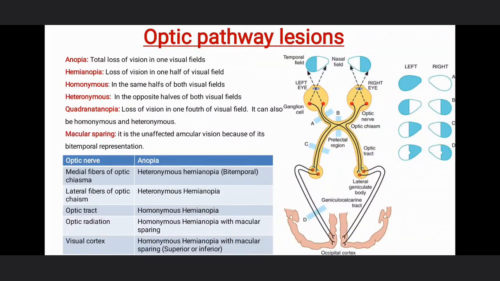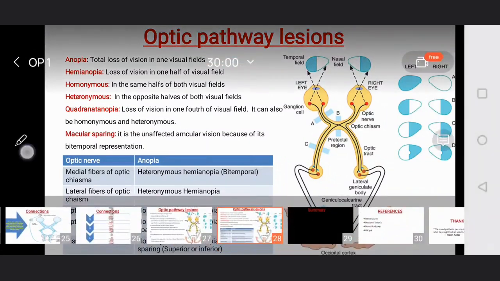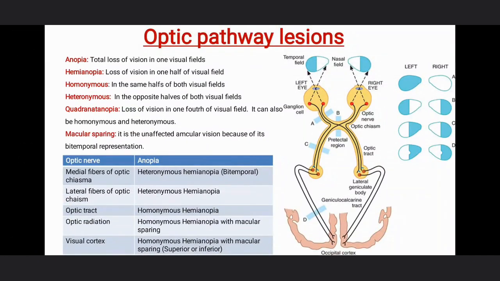Now once again I recollect the optic pathway and anopia. Medial fibers of the optic chiasma, heteronymous hemianopia, it could be bitemporal. Lateral fibers of the optic chiasma, heteronymous hemianopia. Optic tract, homonymous hemianopia. Optic radiation, homonymous hemianopia with macular sparing. Visual cortex, homonymous hemianopia with macular sparing, superior or inferior. These are all about your optic pathway lesions.